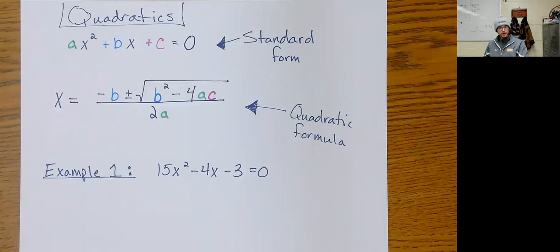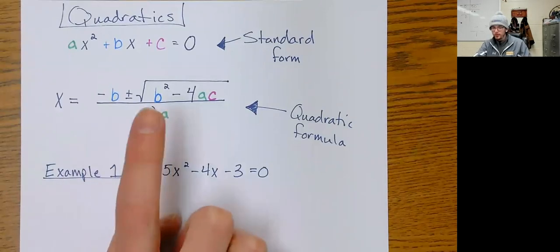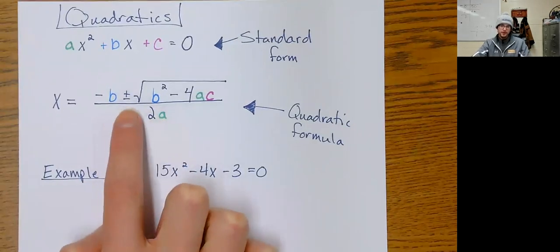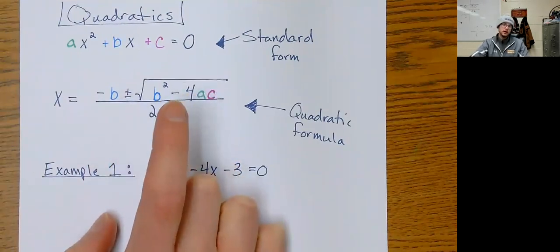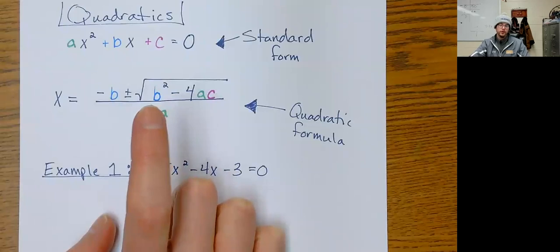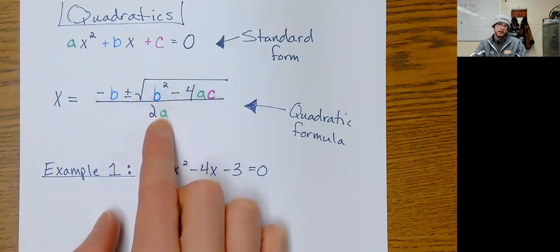This is a video on quadratics. And specifically, this is an introductory video to the quadratic formula, which you see here, where x equals negative b plus or minus the square root of b squared minus 4ac all over, or divided by, 2 times a.